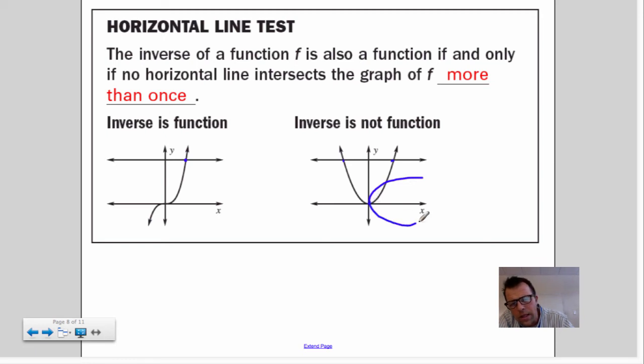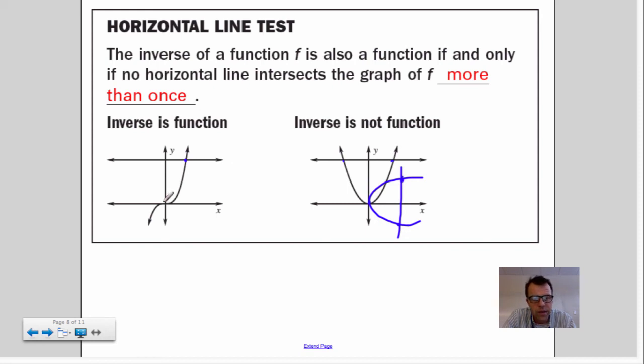Right? And hopefully you see that reflection. See how I kind of flipped it over that line? And here you would say, no, the vertical line test would say that this is not a function. The horizontal line test kind of previews that, which is pretty nice.